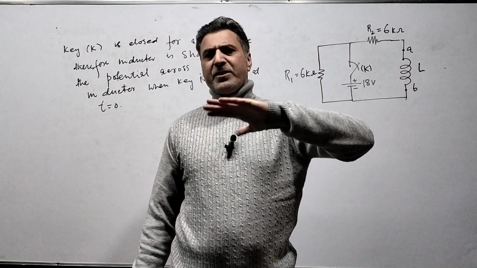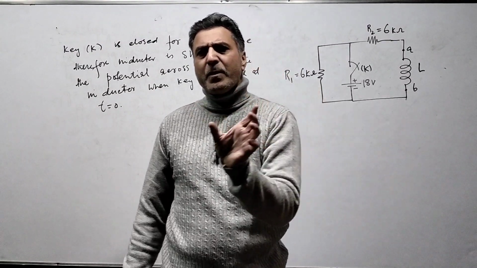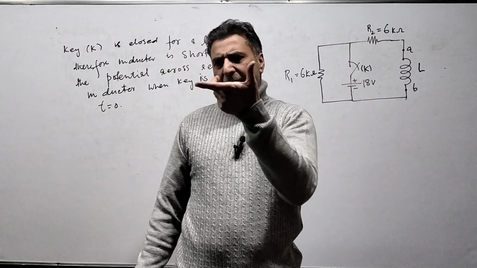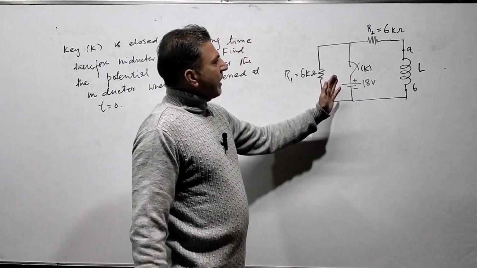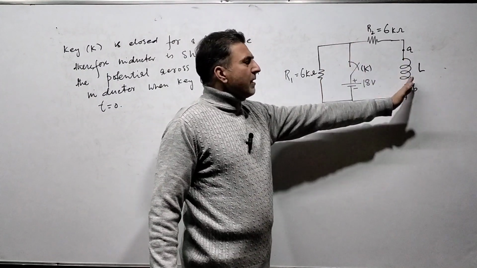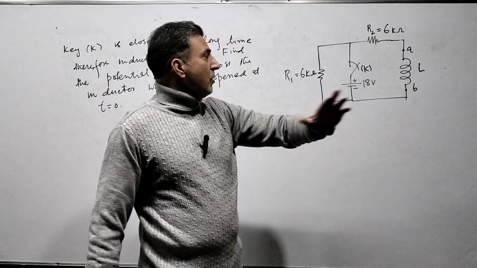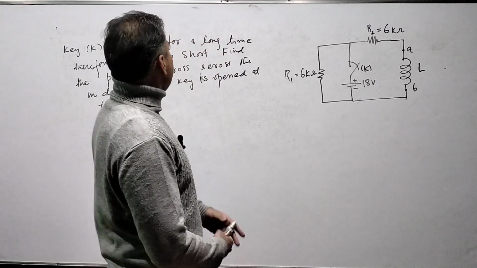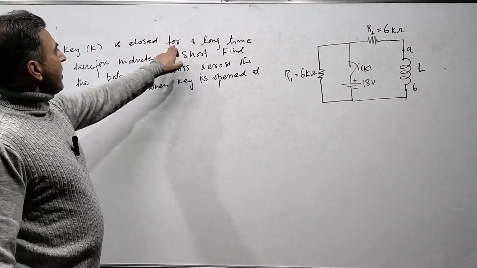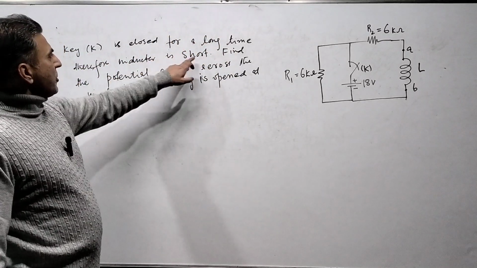The moment the current changes, there is induced EMF. Changing current will produce changing flux inside the inductor, and that will produce the potential difference, the induced EMF. But here the current through the inductor is already a constant value, so the inductor is a short, right? The key K is closed for a long time, therefore the inductor is a short.